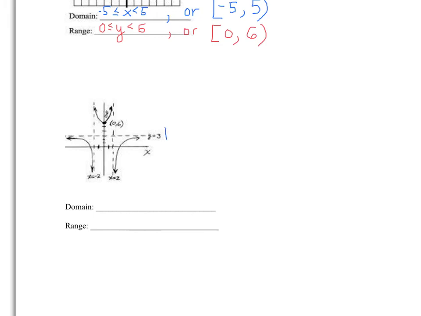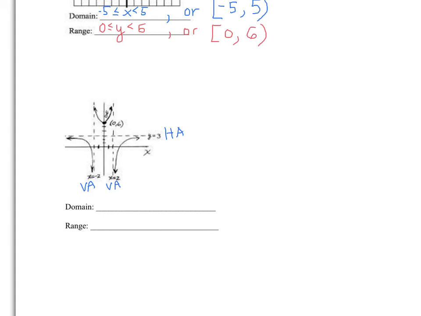So right here we have a horizontal asymptote, and over here we have a vertical asymptote and another one at x equals 2. So at x equals negative 2, positive 2, we have vertical asymptotes, which we abbreviate VAs, and then we have horizontal asymptotes at y equals 3.